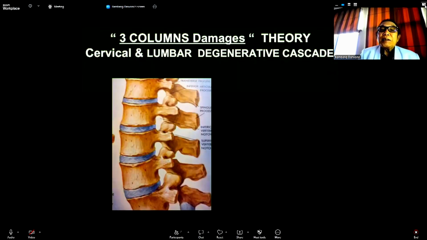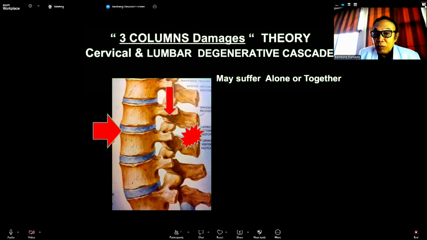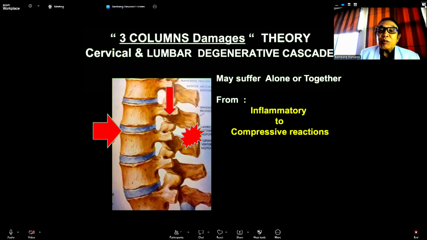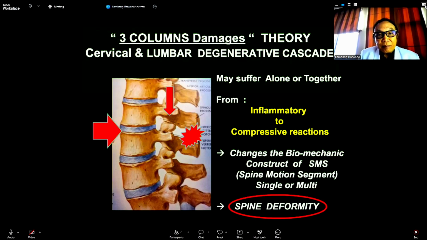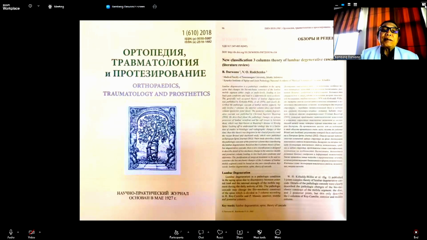Three-column damage theory in cervical and lumbar degenerative cascade. It can start from the anterior column, middle column, or posterior column, and may suffer alone or together from inflammatory to compressive reaction and change the biomechanical construct of the spine motion segment in single or multi-level and lead to a spine deformity. This was already published in 2018.